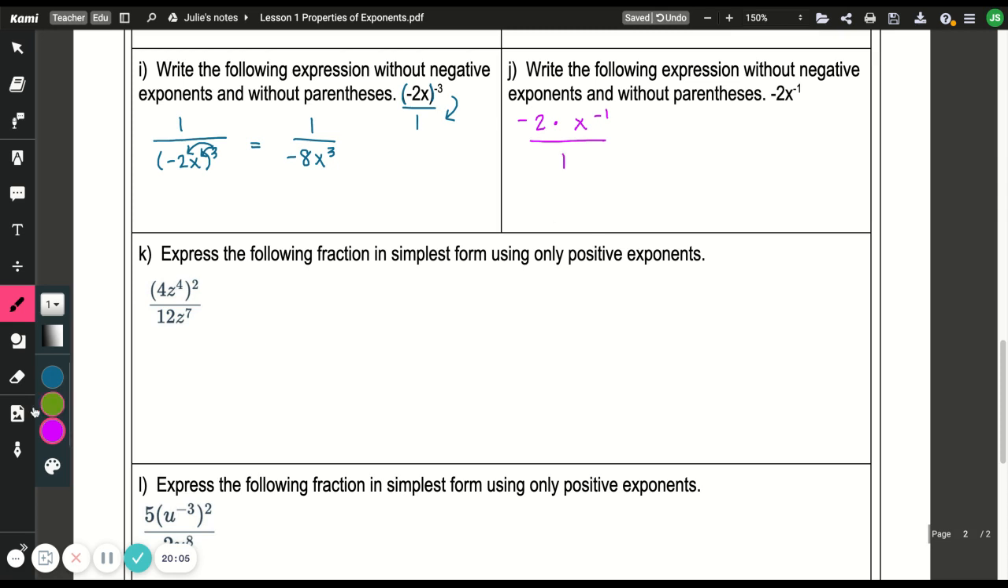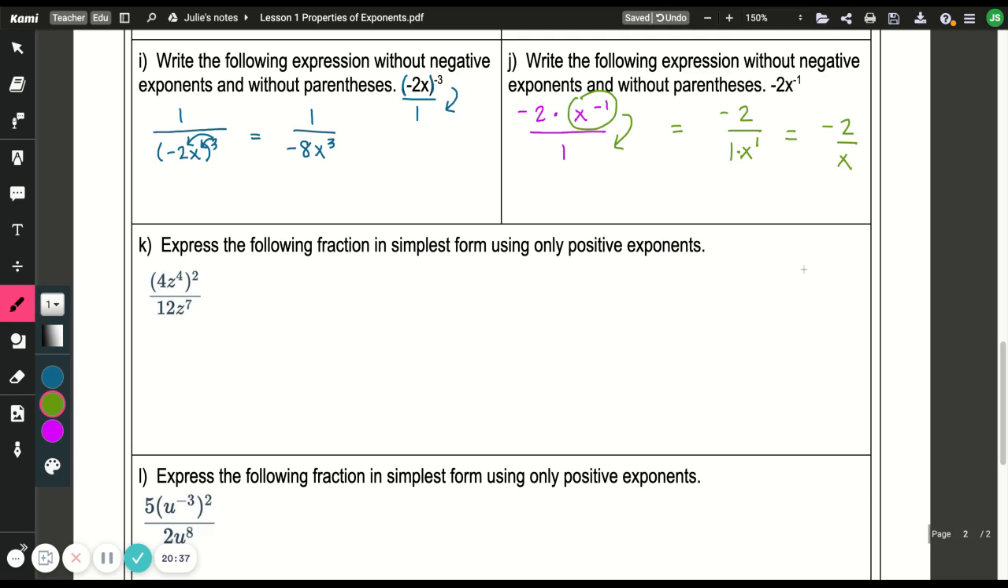So I need it to be a fraction so that I can move it. I'm going to move this x, because it has the negative exponent, to the denominator, and the exponent will become positive. The negative 2 is not affected. It stays up there. If you want to leave this 1 in front, you could. We just don't need 1s. I don't need any of those. So it's just negative 2 over x.